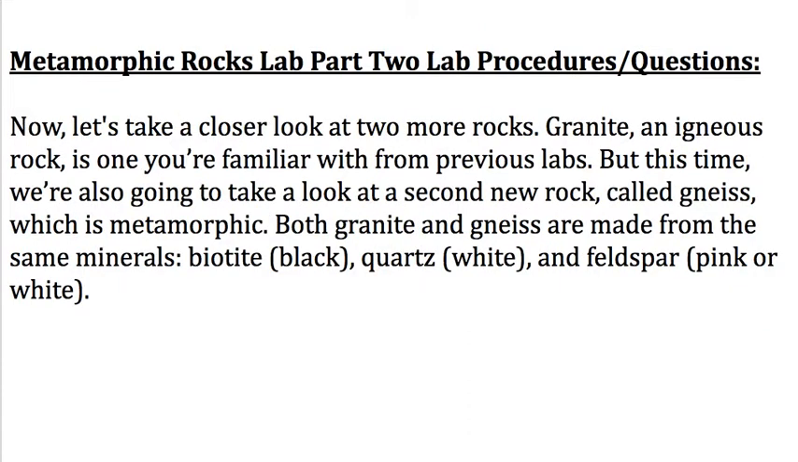Now let's take a closer look at 2 more rocks. Granite is an igneous rock you've become familiar with from the previous lab. This time, we're also going to take a closer second look at gneiss, which is a metamorphic rock. Both granite and gneiss are made from the same minerals: biotite mica, quartz, and feldspar. The biotite mica is the black you see, quartz is the white, and feldspar is the pink.